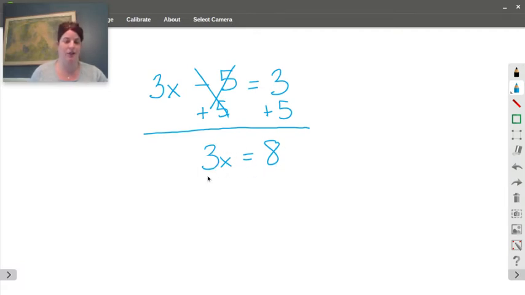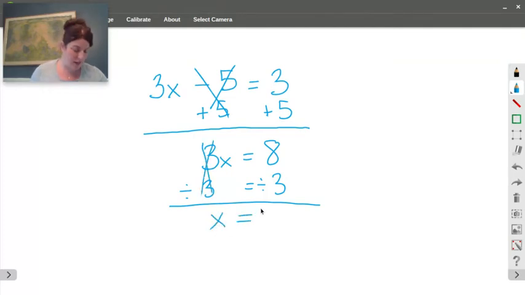So how do we get rid of this 3? We do the inverse operation of multiplication, which is division, divided by 3, and we're going to do that on both sides. So 3 times x divided by 3, those cancel out, leaves us with x. And 8 divided by 3 is, oh, that's not too bad, is 2 2/3. Okay, so x equals 2 2/3.